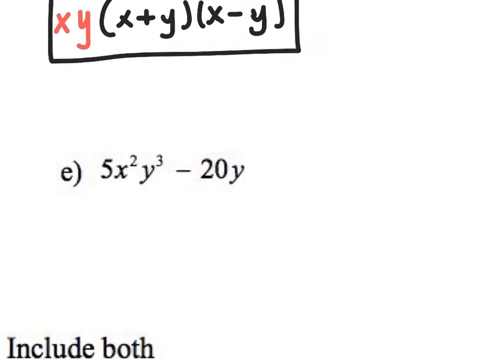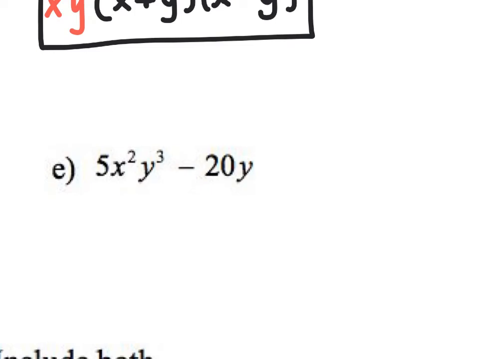All right, let's take a look at part E. Part E looks god-awful. It doesn't look very fun. All right, but what I notice is that I can factor out a 5, and I can factor out a y. So let's see what happens. If I factor out a 5y, then you're left with x squared times y squared minus 4.